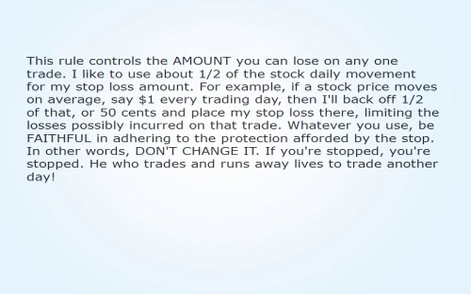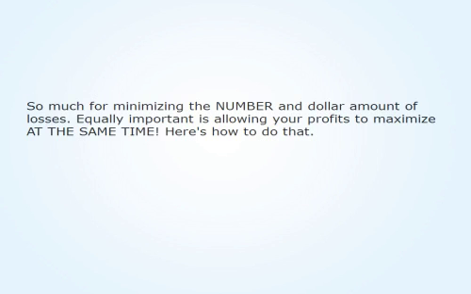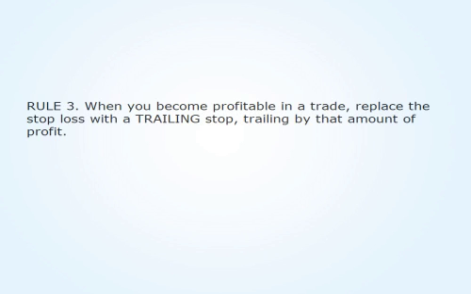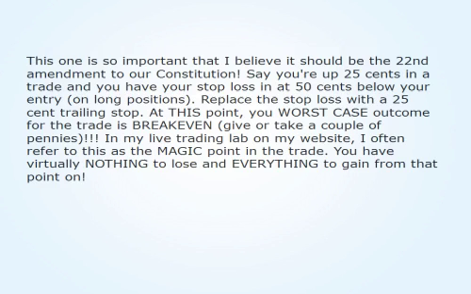So much for minimizing the number and dollar amount of losses. Equally important is allowing your profits to maximize at the same time. Here's how to do that. Rule 3. When you become profitable in a trade, replace the stop loss with a trailing stop, trailing by that amount of profit. This one is so important that I believe it should be the 22nd Amendment to our Constitution.